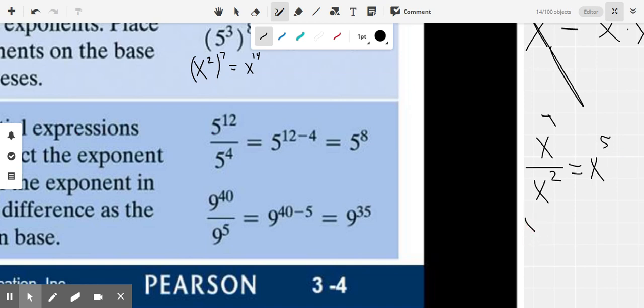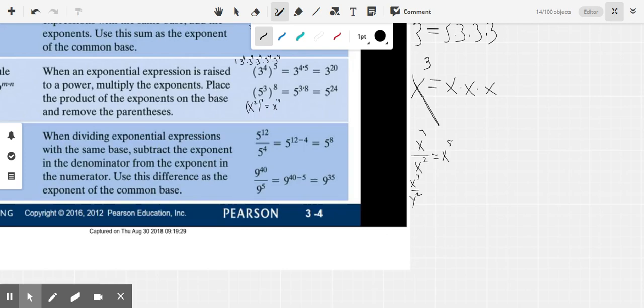Now, this is just like multiplication. If I had x to the 7th over y squared, then I couldn't do anything with that. It would just stay x to the 7th over y squared. All right? So that is our 3 exponent rules.